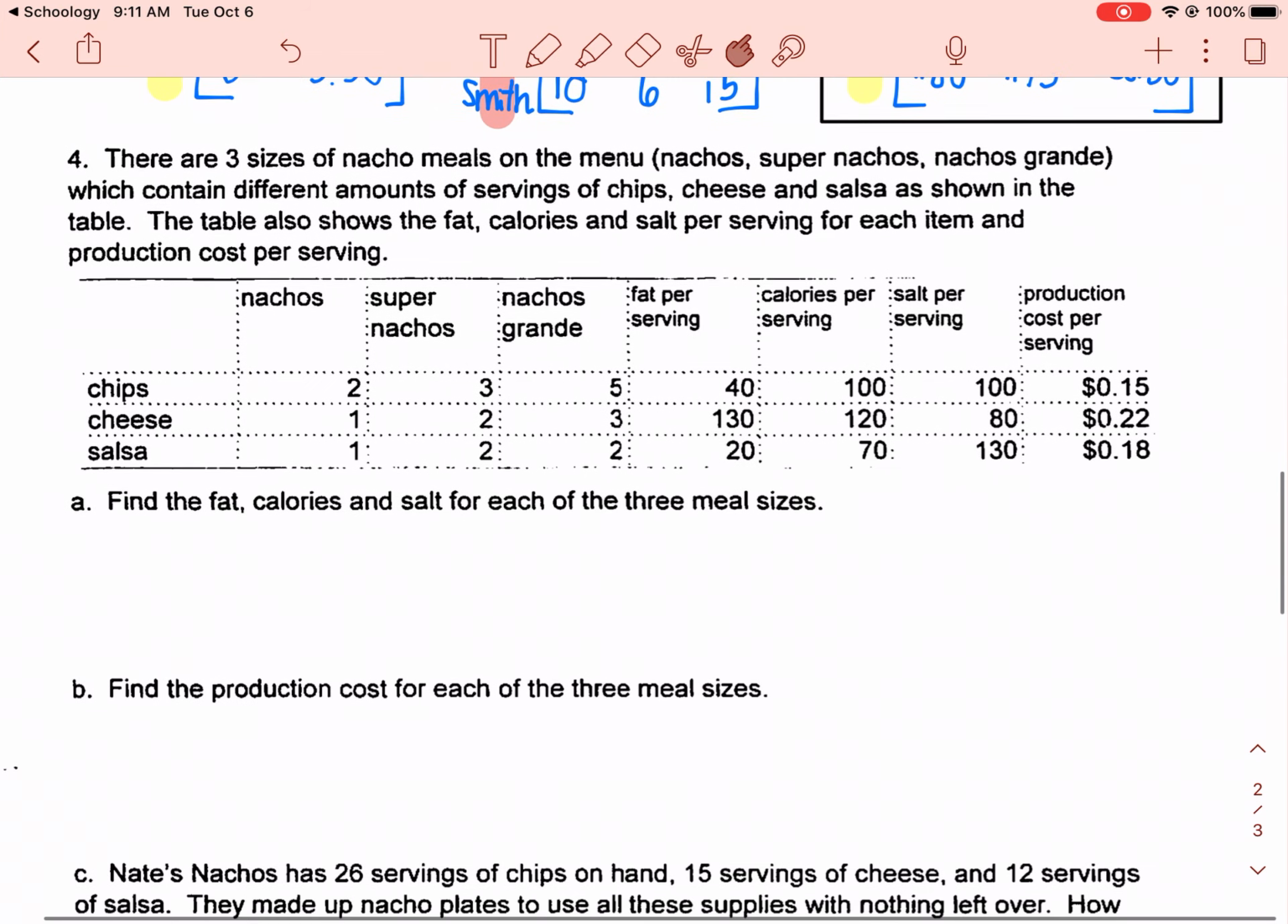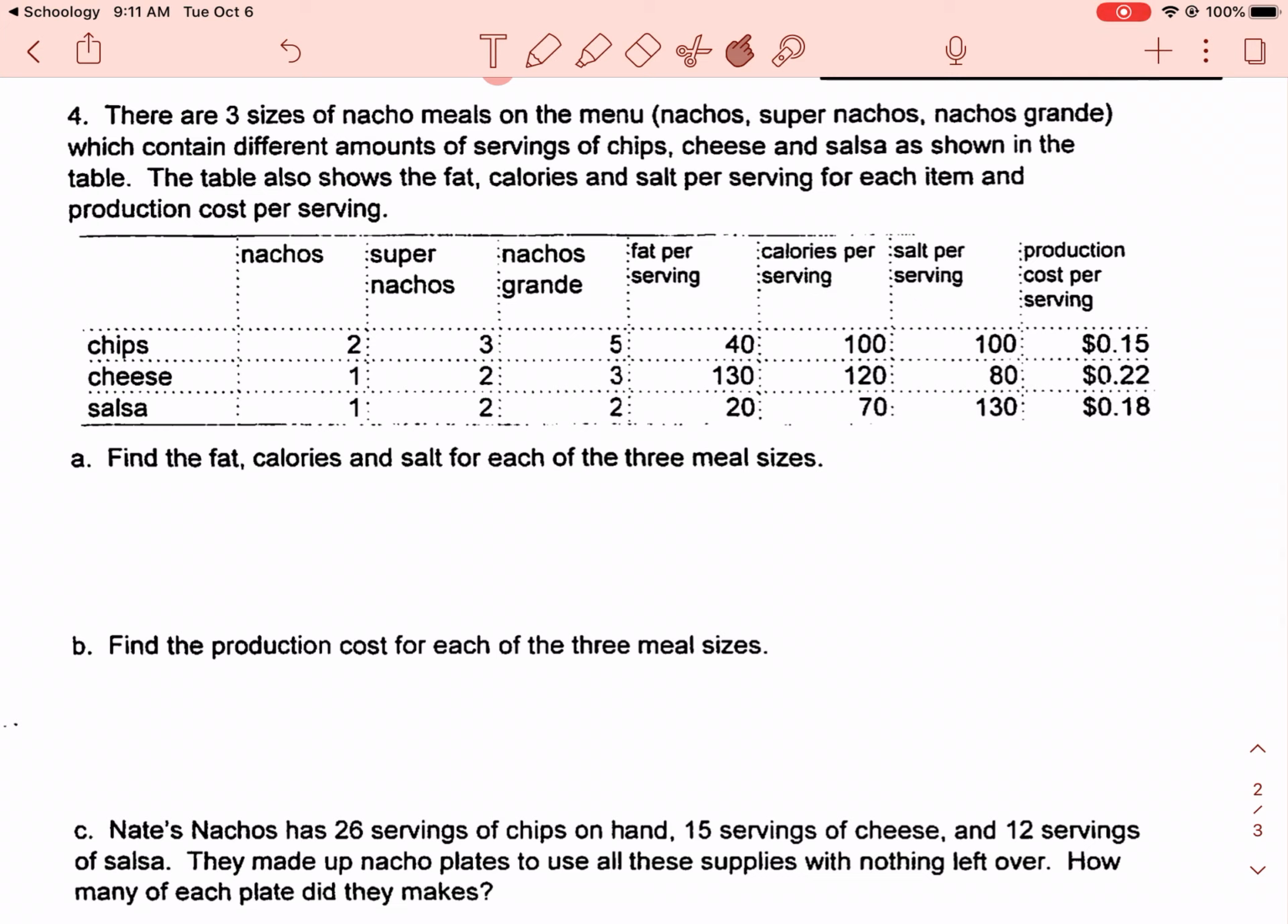Okay, number 4, nachos, super nachos, nacho grande. Let's get this going. There are 3 sizes for the nacho meals, which contain different amounts of chips, cheese, and salsa, and the table also shows fat, calories, salt for each item, and production cost per serving. A lot is in this table.